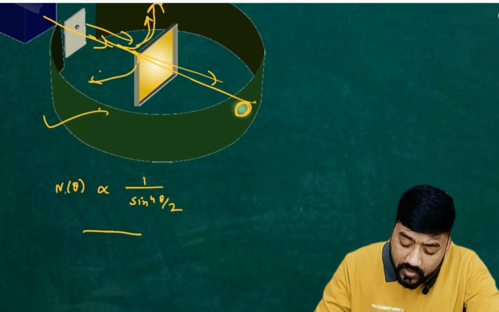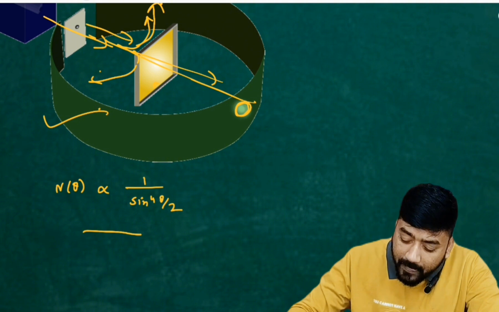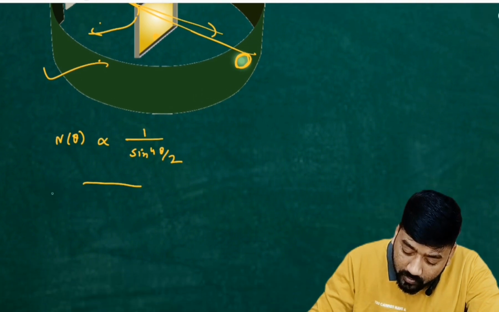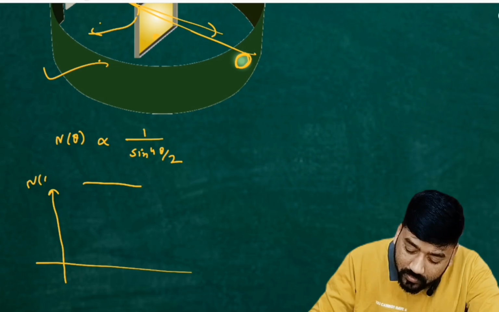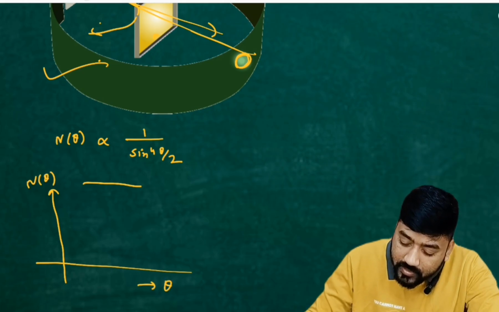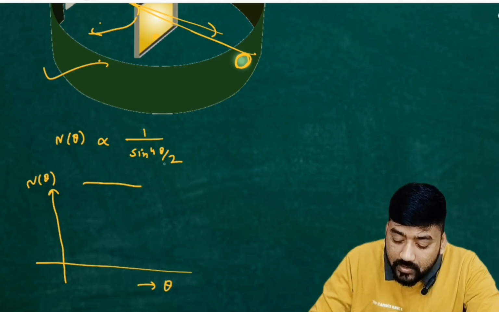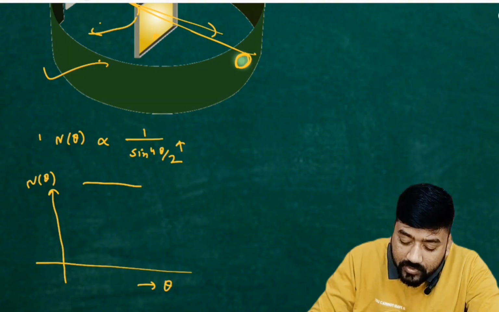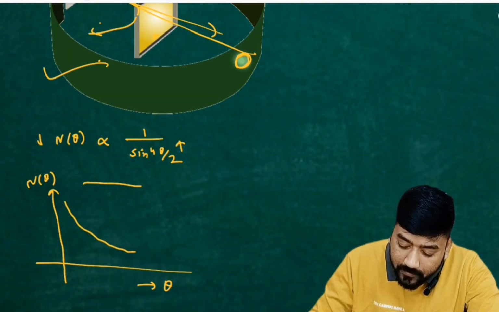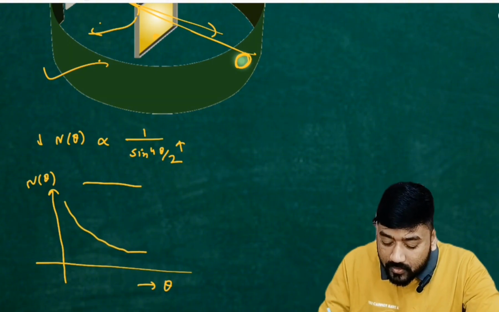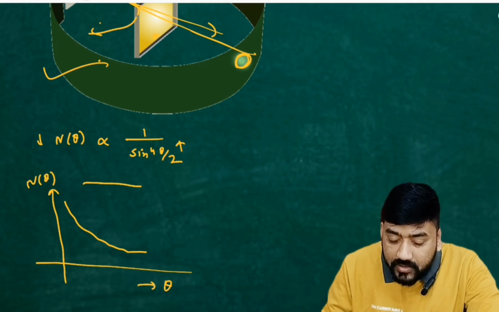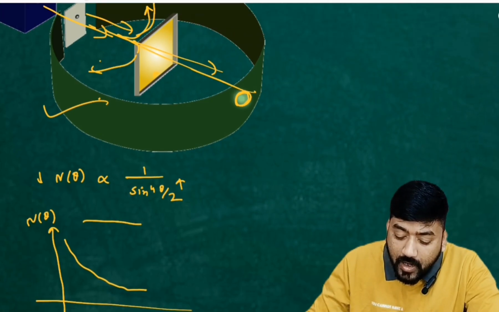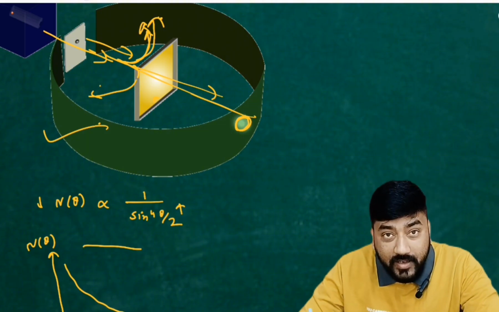How can you see it? If you draw the curve of N of theta versus theta, then it will be 1 upon sine to the power 4 theta by 2. That means if theta increases, N of theta decreases. So it will be something like this. So this will be the curve. So what does it actually mean? It means the number of particles decreases when theta increases. That means there are very few particles which will scatter at an angle theta.